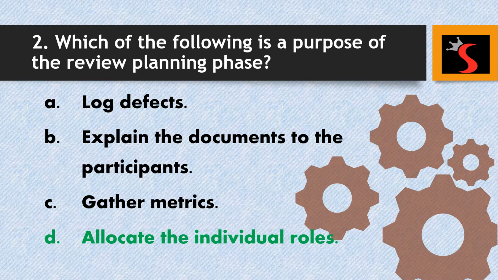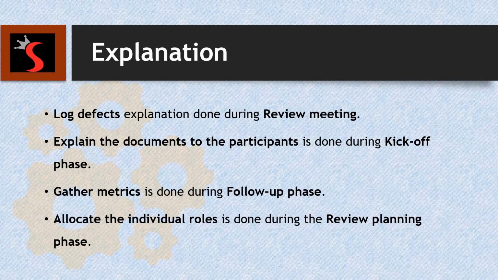Allocate the individual roles. Explanation: log defects is done during a review meeting. Explain the documents to the participants is done during the kickoff phase. Gather metrics is done during the follow-up phase. Allocate the individual roles is done during the review planning phase.